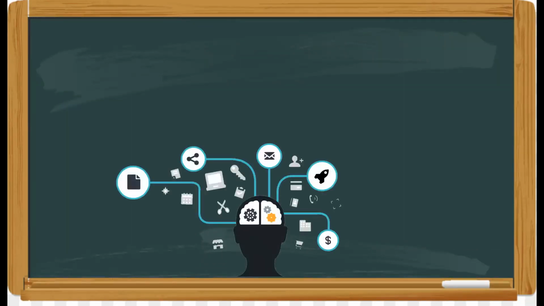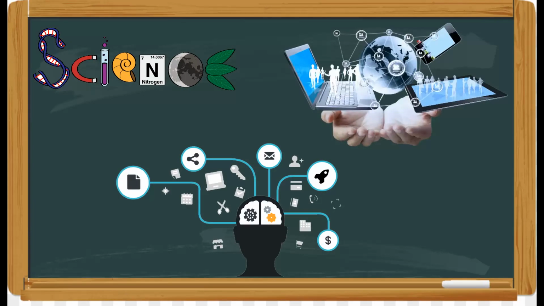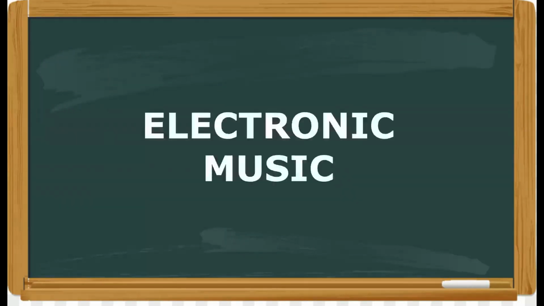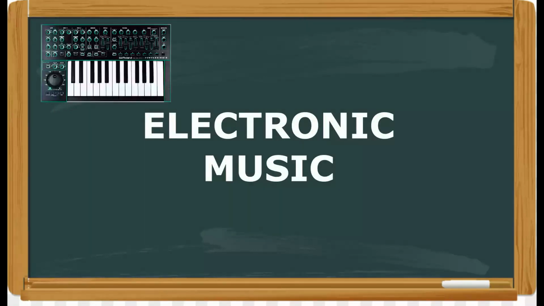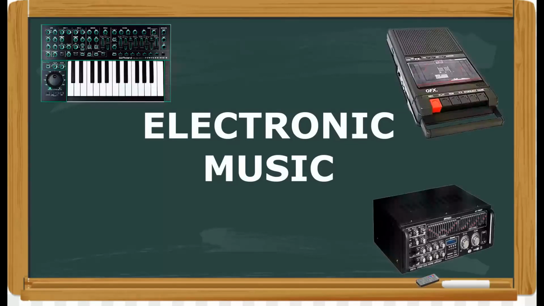And because of the innovations and discoveries of science and technology, it leads to continuing developments in the field of music. This new musical style was called electronic and chance music. Electronic music uses electronic machines such as synthesizers, amplifiers, tape recorders, and loudspeakers to create different sounds.